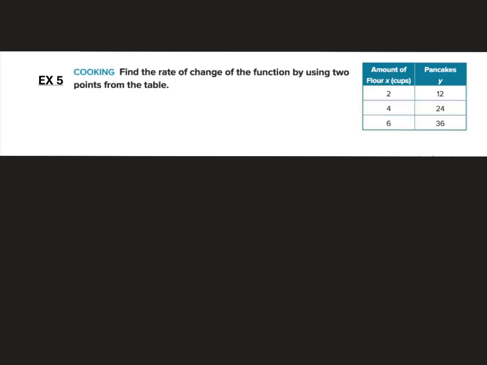Now for this example, it says find the rate of change of the function by using 2 points from the table. So the change in y over the change in x. The rate of change is the change in y over the change in x. This is the Greek letter delta, and in mathematics it means change, the change in y over the change in x. So if you see that, then that's what that means. We're doing the change in pancakes over the change in flour.